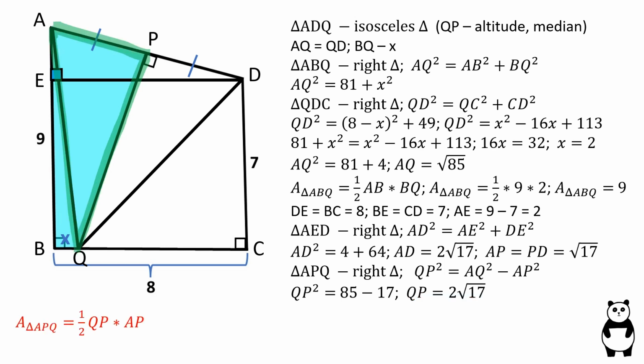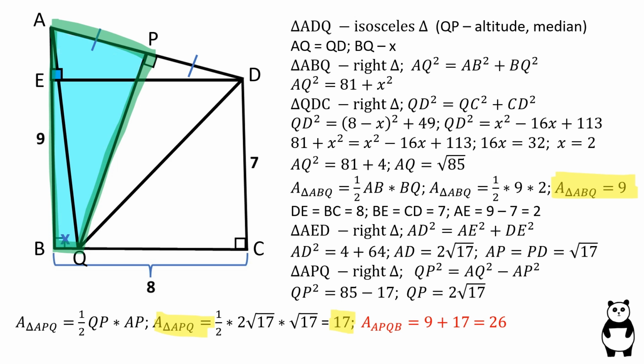The area of a right triangle is equal to half the product of its legs. The area of the triangle APQ is equal to 17 square units. Now we can find the area of the quadrilateral APQB, which is equal to 26 square units.